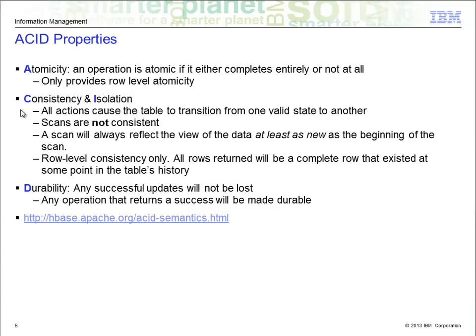Consistency and isolation. All the rows returned from a request will be a complete row that existed at some point in time. So certain requests may yield one result from one client, while another request from a different client may yield something entirely different based on the time. Scans are not consistent in this case because it will only return a version of the row at one point in time.